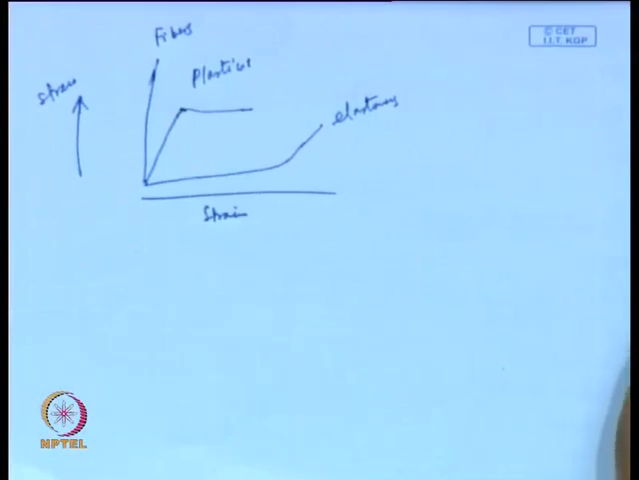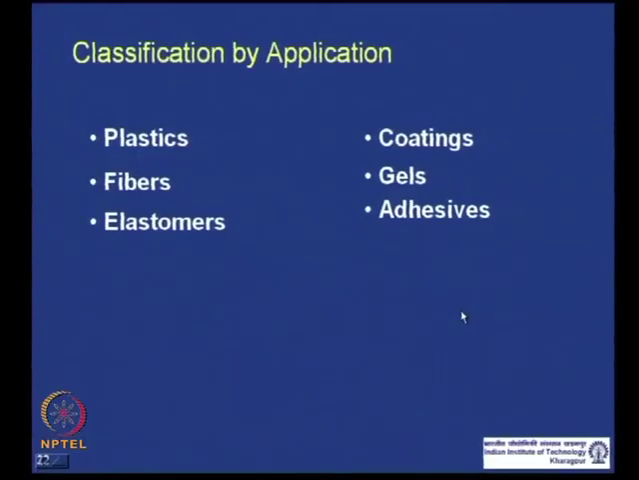Polymers, according to applications, can also be named or classified as coatings, gels, additives, and so on. These are basically depending upon the applications where the polymer finds use.